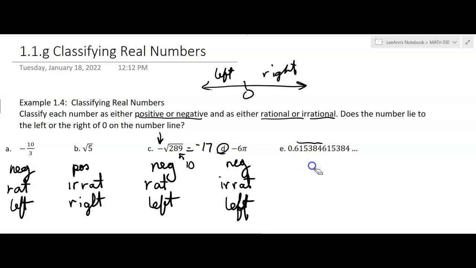Oh, by the way, it's positive. Oops. Positive. There's no negative sign out front. You don't have to put that bar over it. Just if you were writing it with the bar, that's where you would put it. Okay. It is rational because it's a repeating decimal. And since it's positive, it will go to the right. Okay.